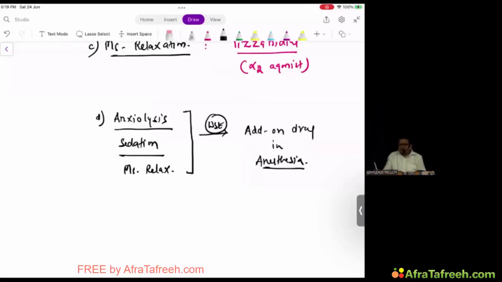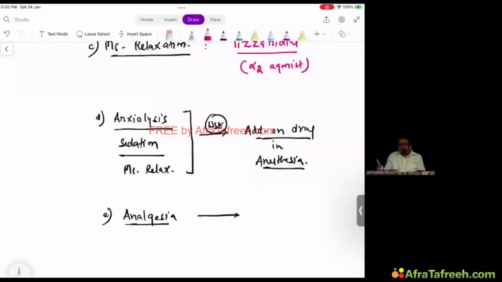So clonidine-like drugs are also used in anesthesia. They do not cause anesthesia, but they decrease the requirement of sedatives, decrease the requirement of muscle relaxants, and decrease pre-operative or post-operative anxiety. When NA decreases in your CNS, you also have analgesia. Pain also reduces.